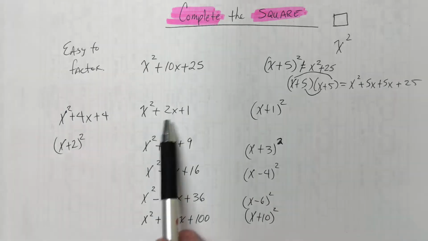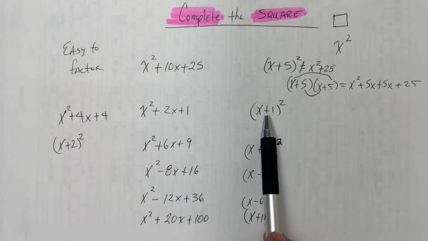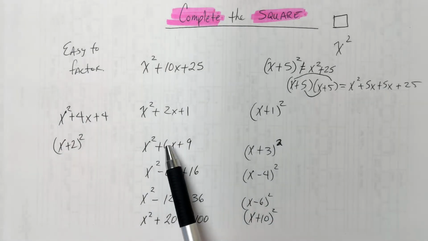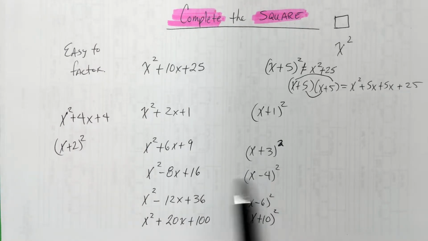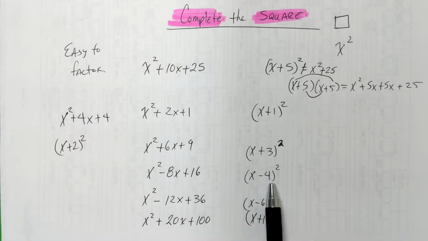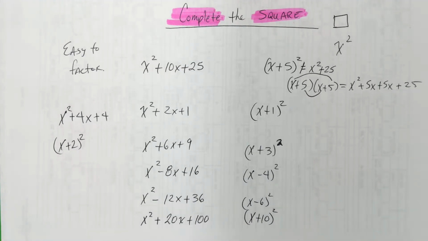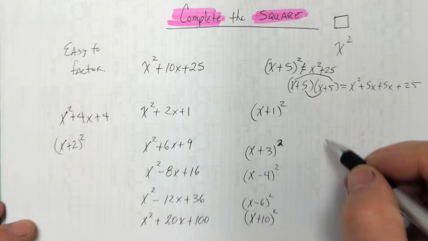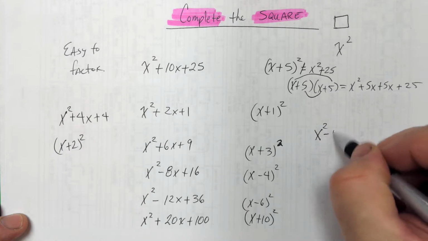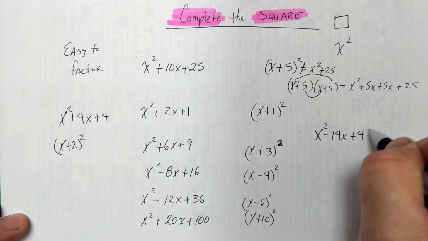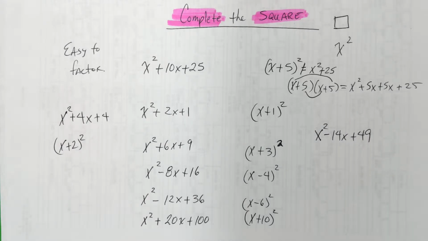So do you see now why the 2 is here? Because 1 plus 1 is 2. And the 6 is here because 3 plus 3. Negative 4 plus negative 4 is negative 8, but negative 4 times negative 4 is positive 16. Let's do one more. Do like 7. Positive or negative? Negative.